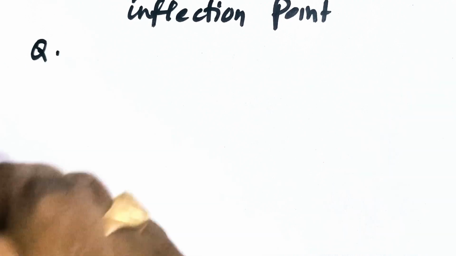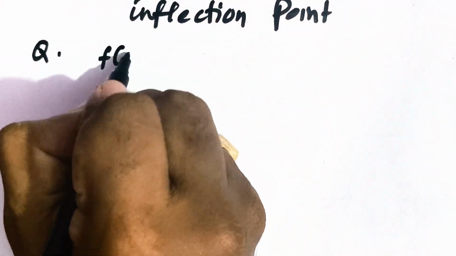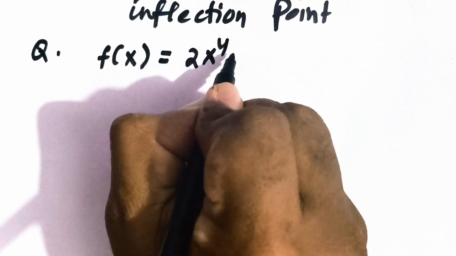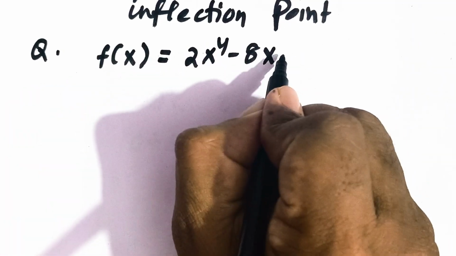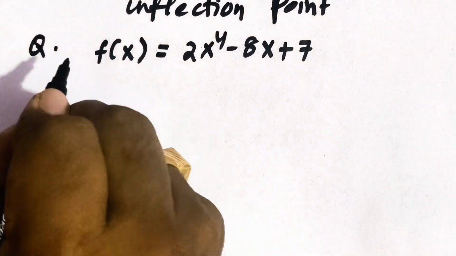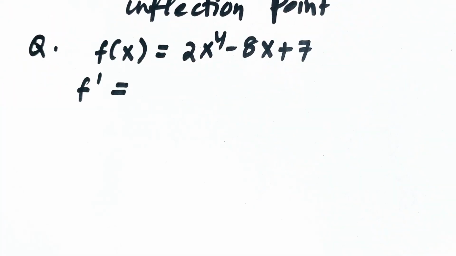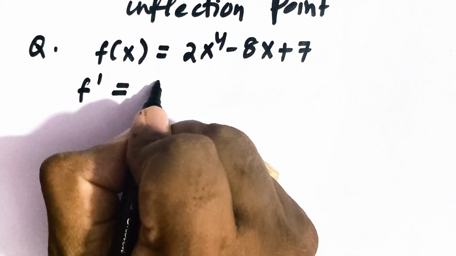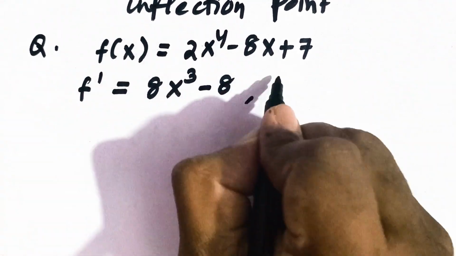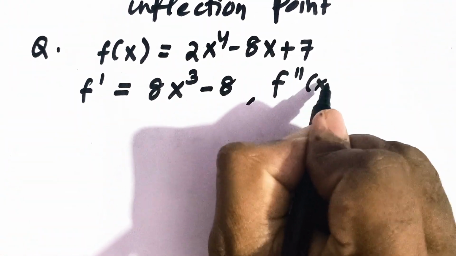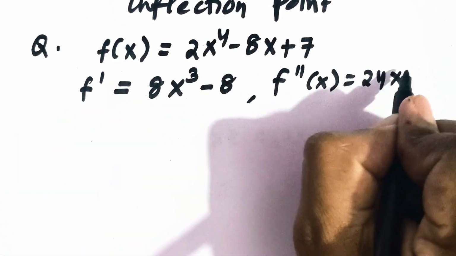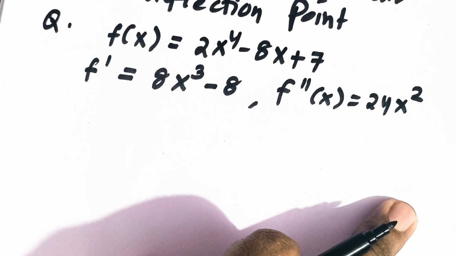Let's do another example. Suppose we have f of x equals 2x to the power 4 minus 8x plus 7. What is the double derivative? The first derivative is 4 times 2, 8, x to the power 4 minus 1, 3, minus 8. So the double derivative: 3 times 8 is 24, x to the power 3 minus 1, x square. So this is our double derivative.